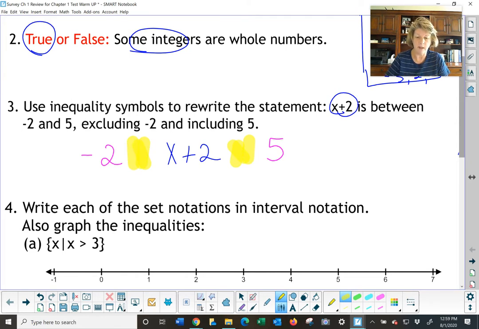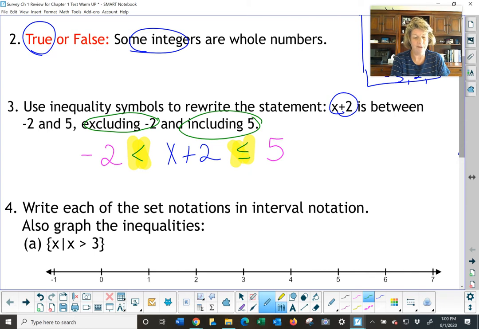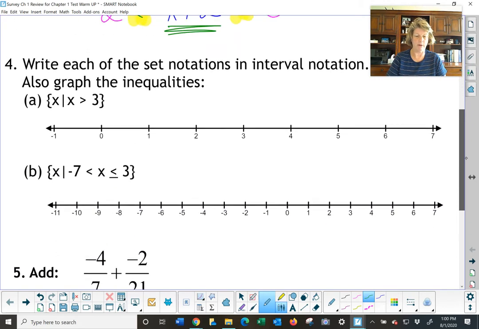Okay, so I've got to come up with an inequality symbol. Negative 2 excludes the endpoint, so I just want a less than symbol there, since x plus 2 is greater than negative 2. And it includes 5, so that would be less than or equal to. Yeah, that should do it. X plus 2 sits between a lower and an upper bound.